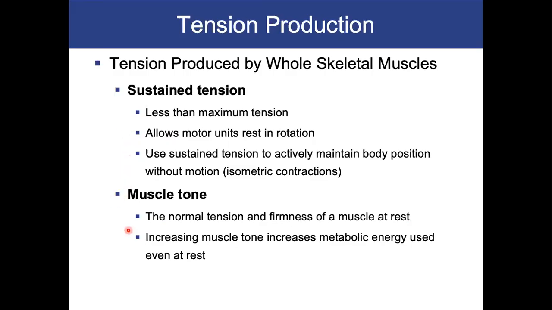Muscle tone is the normal tension and firmness of a muscle at rest. The more muscle tone you have, the greater the metabolic need is for that muscle, even if it's at rest. So if someone is trying to lose weight, they need to lift weights as well as do cardiovascular exercise, because they're going to get more muscle mass, or increase their actin and myosin. And because they have that, they're going to increase how much energy they burn even at rest.